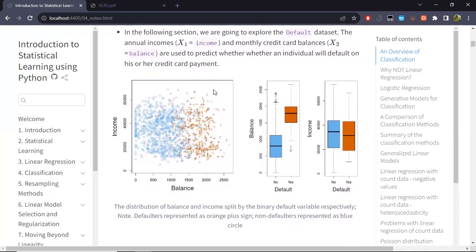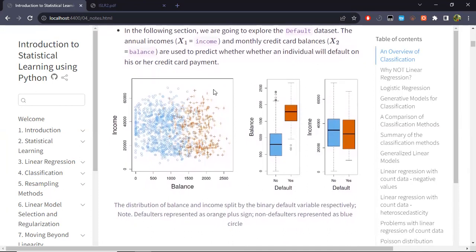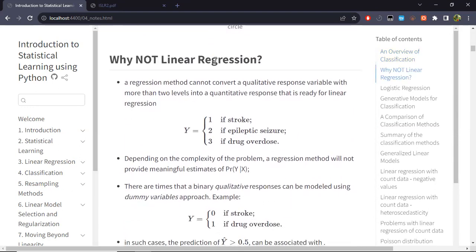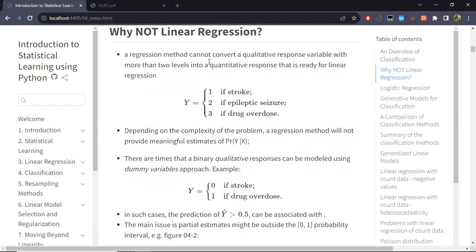So perhaps the elemental approach would be to use linear regression in the case of a binary response. However, as I mentioned in the book, there is a problem with that. First, if the response is not binary, again, we're working with classes that can be in a way encoded into numbers, as we see over here. One for the stroke class, two for another class related to some medical condition.